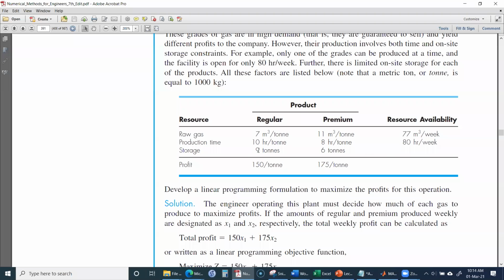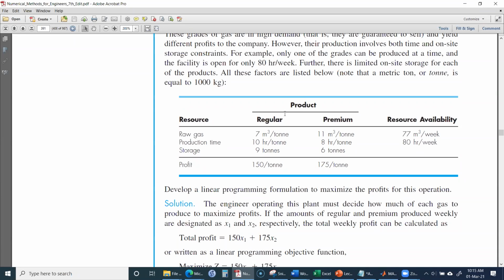And the storage constraints are 9 ton and 6 ton. That means the regular product cannot be stored more than 9 ton, and the premium product cannot be stored more than 6 ton. And the profits are 150 per ton and 175 per ton. That means if we produce 1 ton of regular gas, we get a profit of 150, and for the premium it is 175. So develop a linear programming formulation to maximize the profits for this operation.